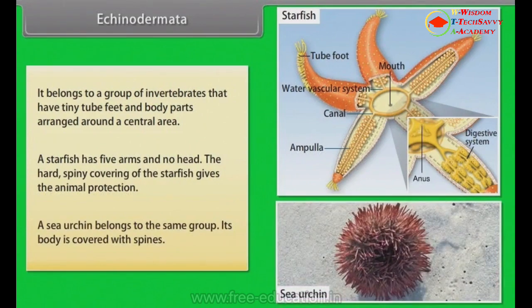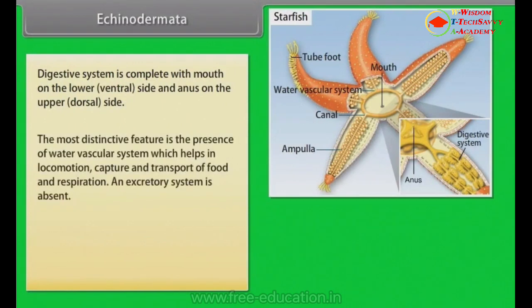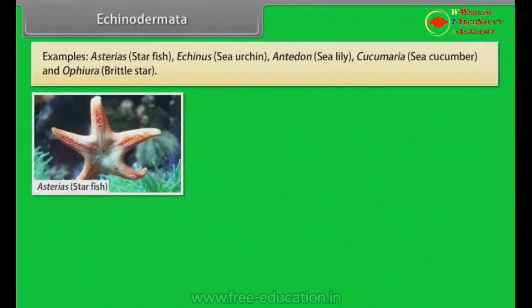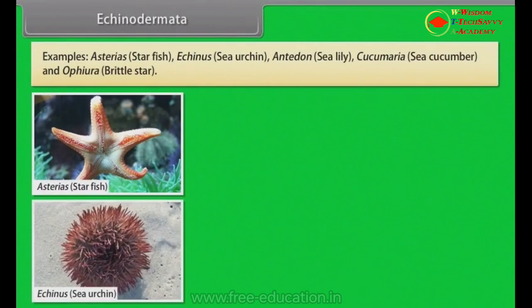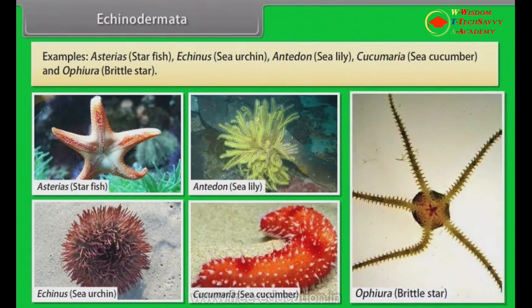A sea urchin belongs to the same group. Its body is covered with spines. Digestive system is complete with mouth on the lower ventral side and anus on the upper dorsal side. The most distinctive feature is the presence of water vascular system, which helps in locomotion, capture and transport of food, and respiration. An excretory system is absent. Sexes are separate. Reproduction is sexual. Fertilization is usually external. Development is indirect with free-swimming larvae. Examples: Asterias, that is starfish; Echinus, that is sea urchin; Antedon, sea lily; Cucumaria, sea cucumber; and Ophiura, brittle star.